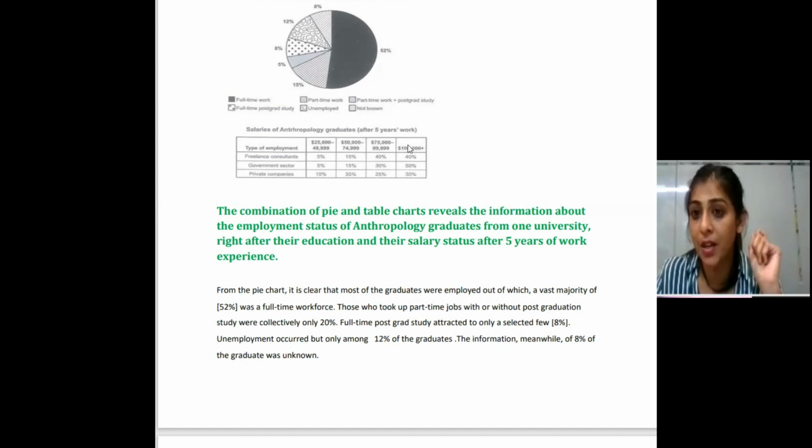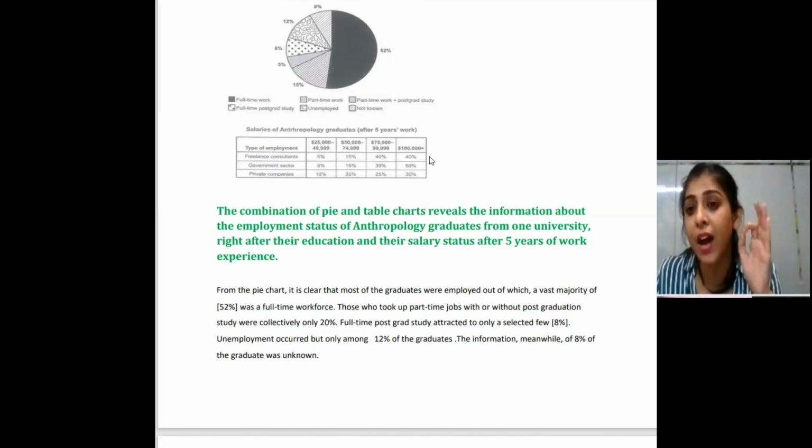They are also high income earners, which means in every job sector, there are more than 50% who are earning high wages, who are earning high salaries, which means we can use the word majority. What is common here for all three sectors is that the majority of the anthropologists with 5 years of experience earn more than $75,000. Got it? Simple now?